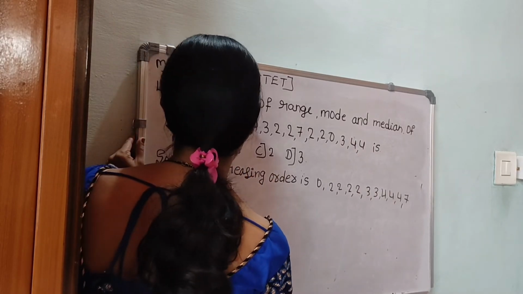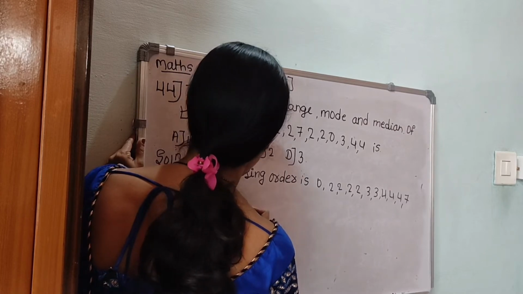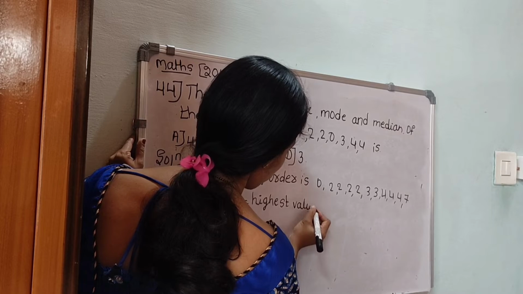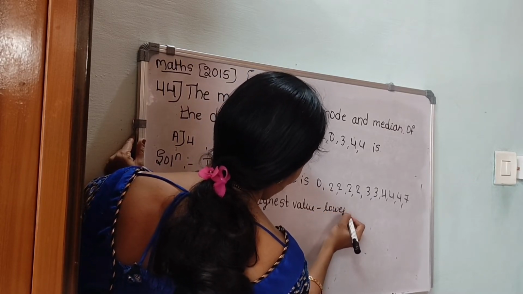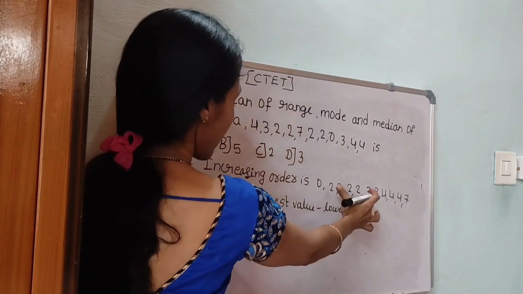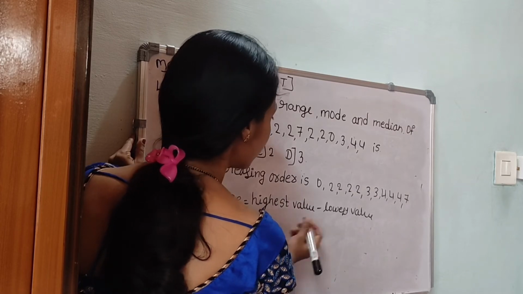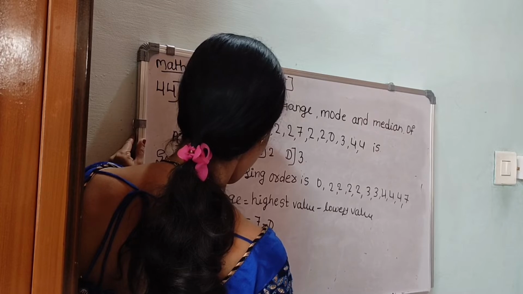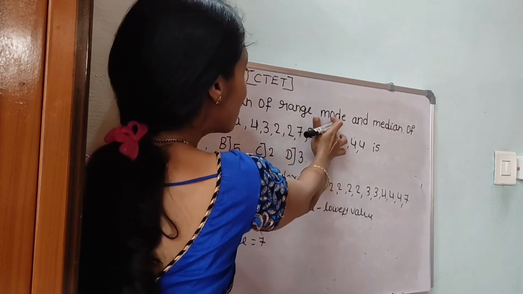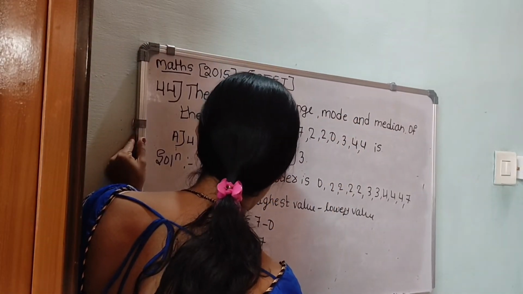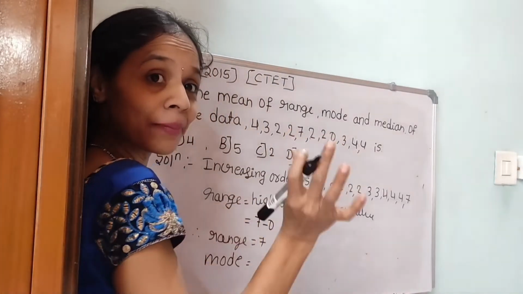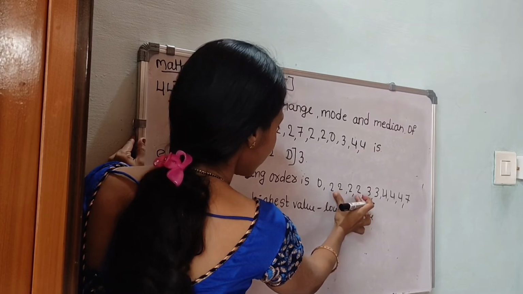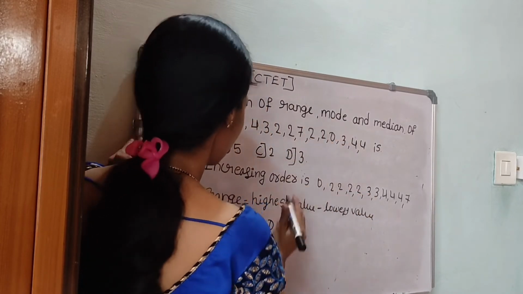After that we find the range. Range means what? Highest value minus lowest value. See, the highest value of this data is 7. The least value is 0. So the range is 7. Next, we find the mode of the data. Mode means what? Mode means the data that is repeated the most times. See, 2 is repeated 4 times. This is the most, so 2 is the mode of this data.